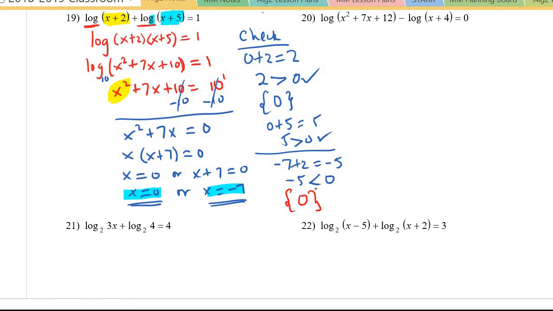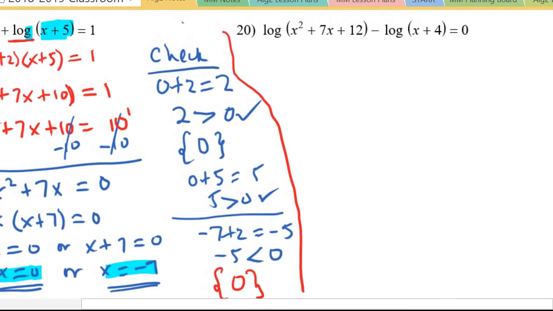All right, I'll get you started with number 20, but I'm not going to finish it for you, because that's your job. Let's get started with number 20. You see a minus here? That's a minus. That means we're going to divide the inputs. So let's try to divide the inputs. It's going to look like this with one log. This will be the numerator, and this will be the denominator.